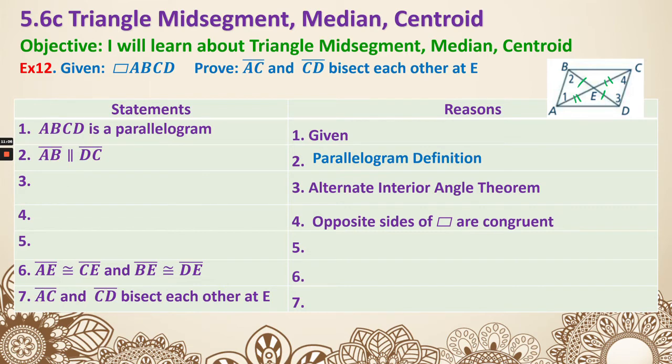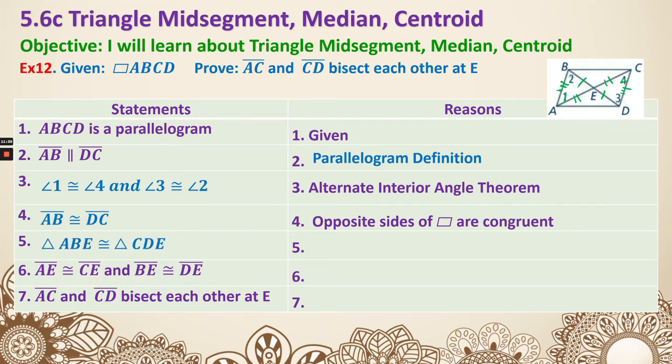since it's a parallelogram, we know these 2 sides are parallel. That's by the parallelogram definition. Next, alternate interior angle, we can see that 1 and 4 are congruent, 2 and 3 are congruent. And so now we have 2 angles that are congruent, which means we just need another side. So if we know AB is congruent with CD, which is why that is going to be called opposite sides of parallelogram are congruent.